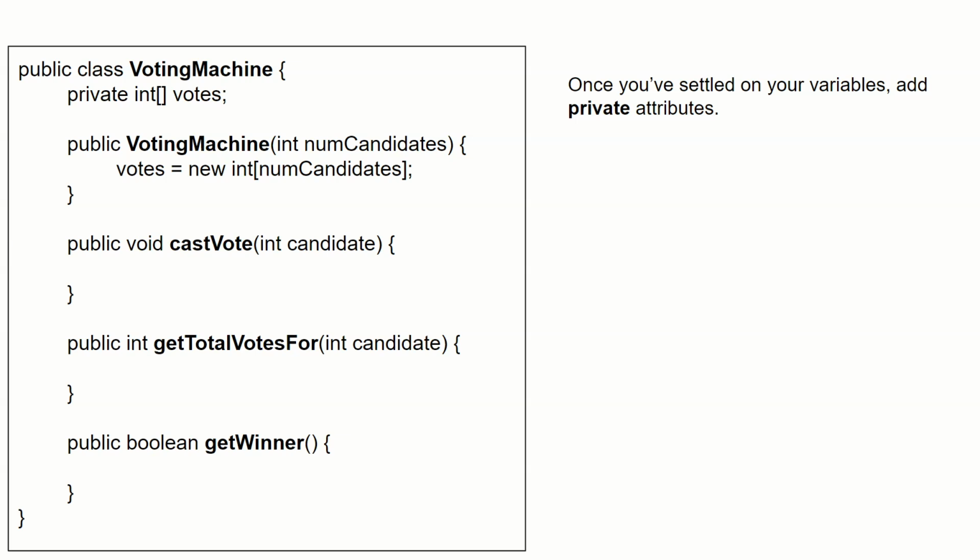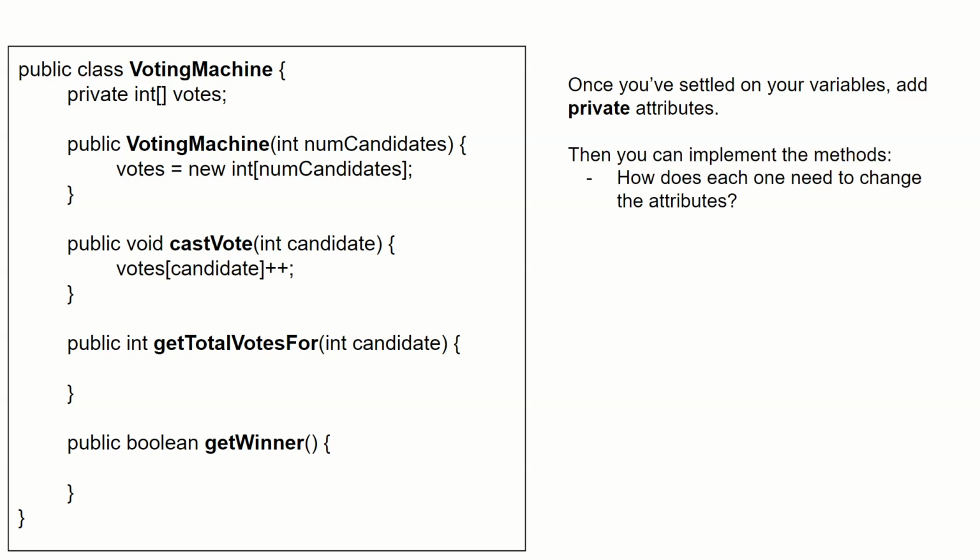I chose an int array because for this particular voting machine, the number of candidates is given right when we create the machine. And I know I'm never going to need to track votes for more candidates than that. So it's okay for me to create an array that's fixed size. Usually, the other methods are going to be using that object's variables in some way.